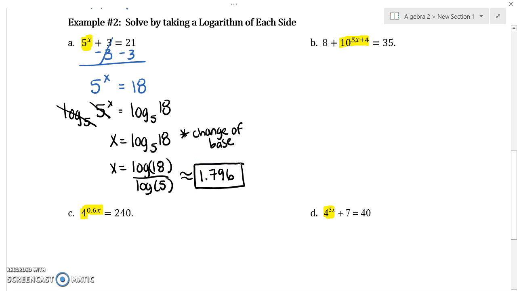All right, so well done on that. Now let's go ahead and look at B. In B, we're going to do the same thing and get 10 to the 5x plus 4 power alone first.